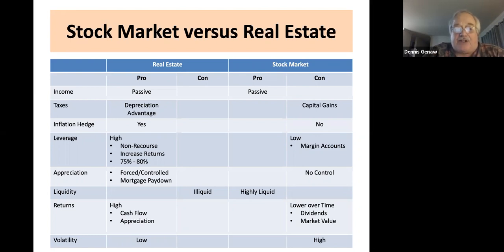If you want to buy GM stock today and sell it tomorrow, you can. And there's people out there who can make that happen in a matter of seconds. Returns in the real estate market, they can be high. Of course, with any investment, they can be low too. But the returns are based on two things: cash flow and appreciation.